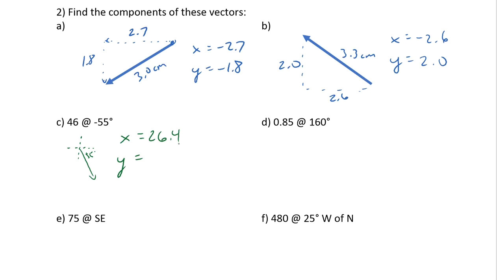If I do the 46 sin 55, I will get a vertical component of 37.7. And since it's going down, I'll make it negative 37.7. So something like that.